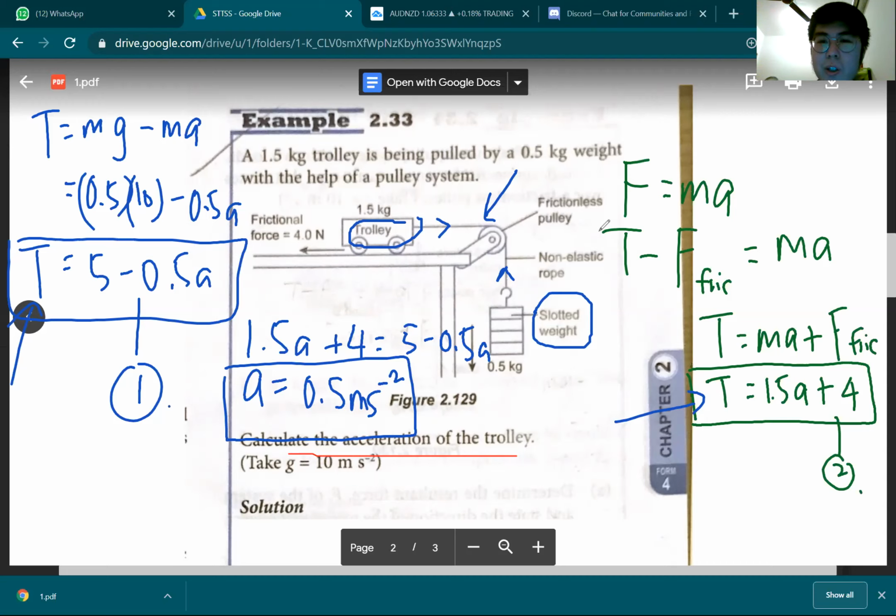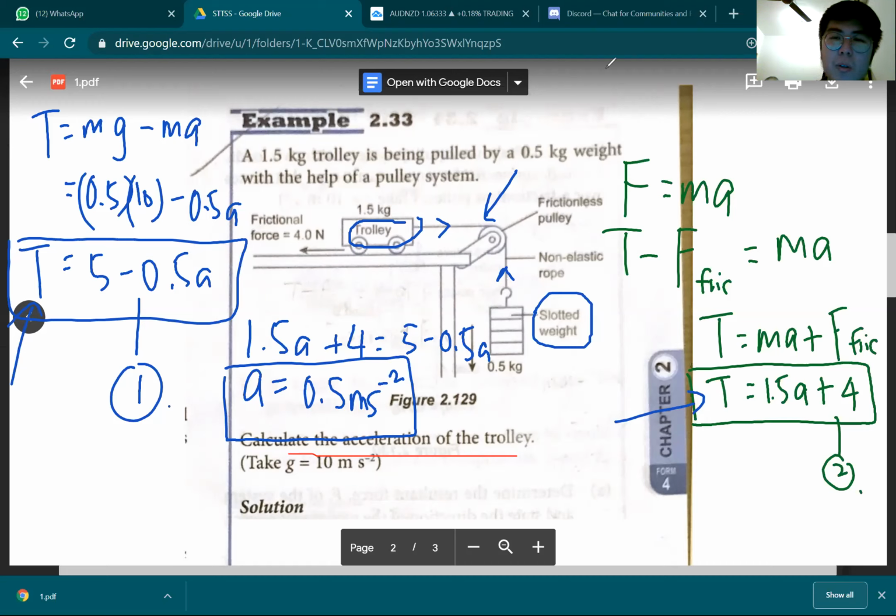Okay. So I want to show you this method. Actually, this is method 1 to do it. The first method. You have the second method, which I will show you later. I want to show you this method is because I want to make sure that you know how to find the equation of motion of each object. Okay, sometimes the question will ask you, find the equation of motion of the slotted weight. Then you do like this. Or it can be find the equation of motion of the trolley. Then you do like this. Then only the next question, they ask you, calculate the acceleration. Okay, so this is method 1.